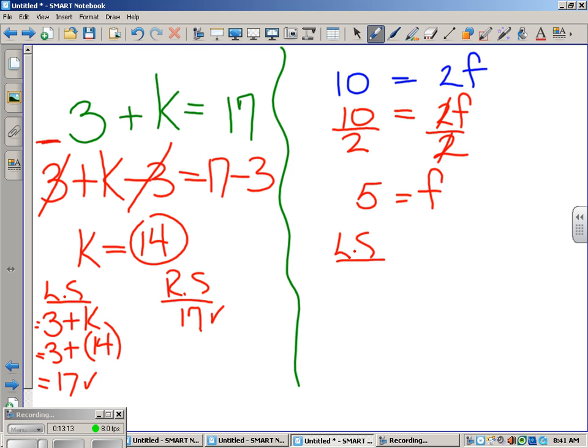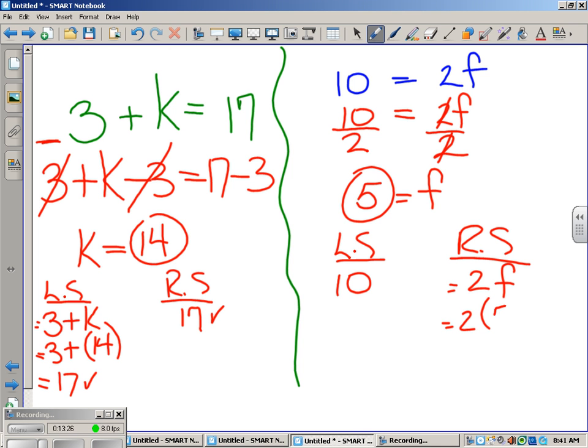Do my left side and my right side. I go my original question. That was my original. I show substitution. Substitute this answer into the variable. 10 equals 10. All it takes is a ton of practice, guys, and you will be rocking and rolling with these in no time. Make sure you know how to do them, because tomorrow or the next day we're going to get into two-step questions.